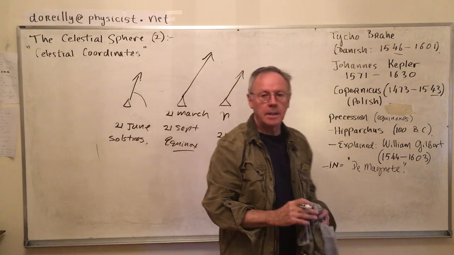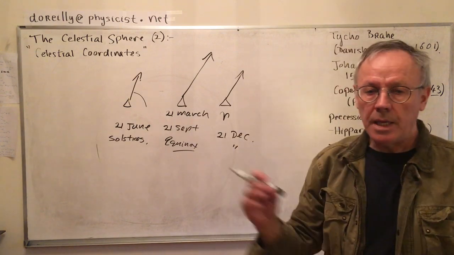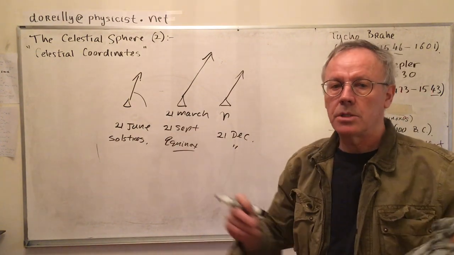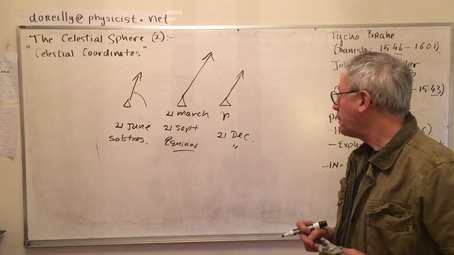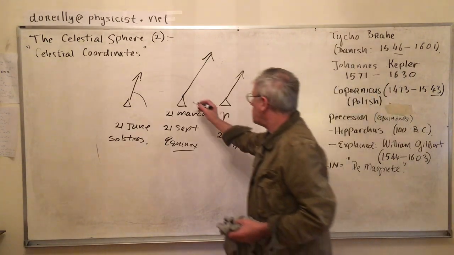Equinox for equal night: day and night are of equal length. A day is going to be 12 hours, and a night is going to be 12 hours. Okay? Now, let's track this path.